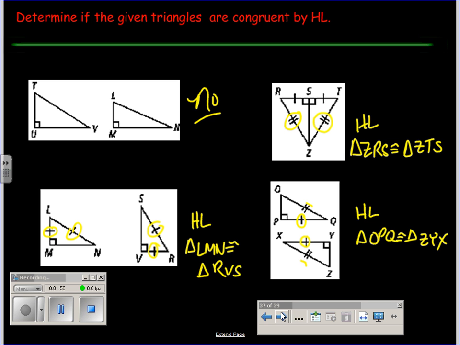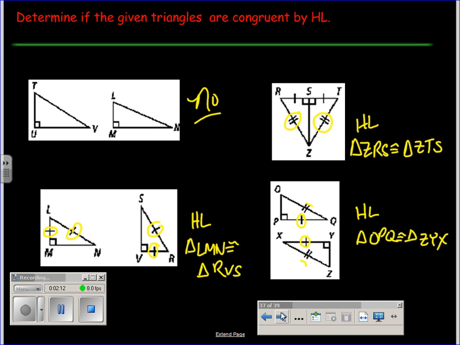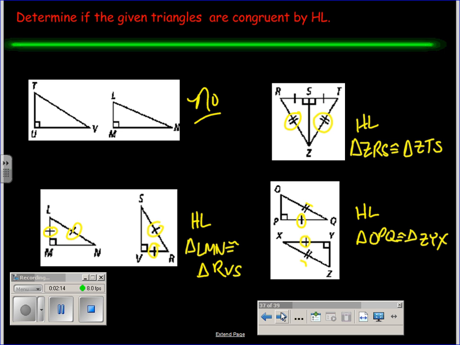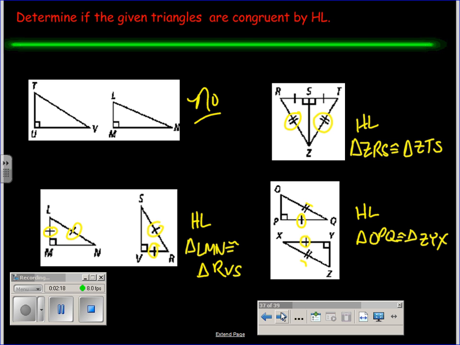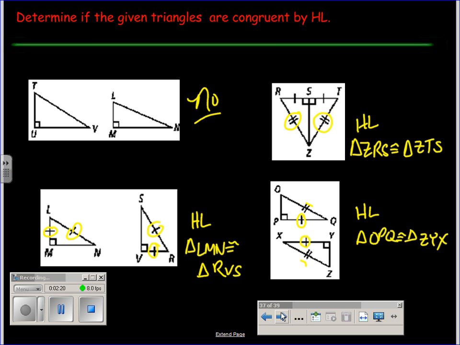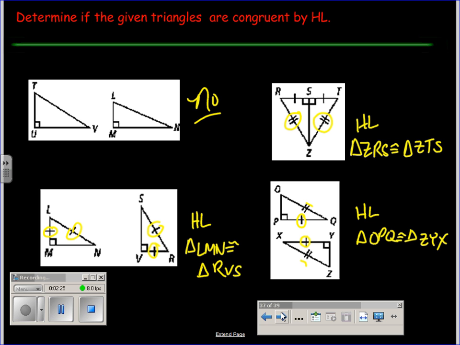So for the first one we have just a 90-degree angle. So therefore the answer to that would be no, just because we have just 90-degree angles and no other information. Number two, we do have HL. The hypoteni are equal. That's the plural of hypotenuse. And then the legs are marked equal. So then we want to write the triangle congruency. So triangle ZRS is congruent to triangle ZTS.